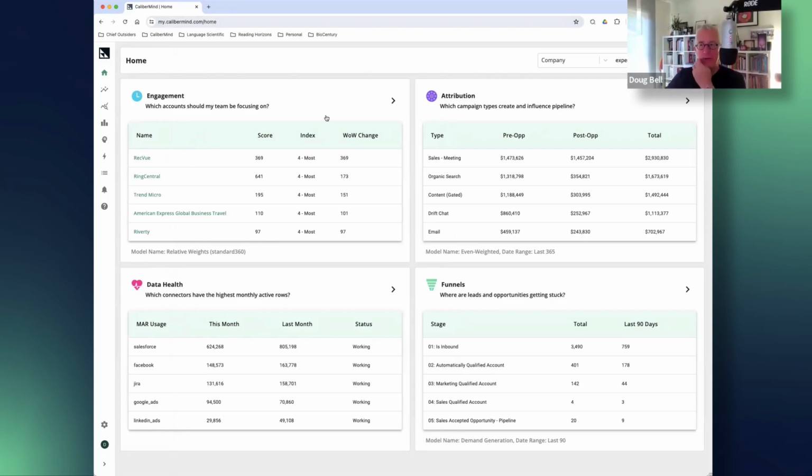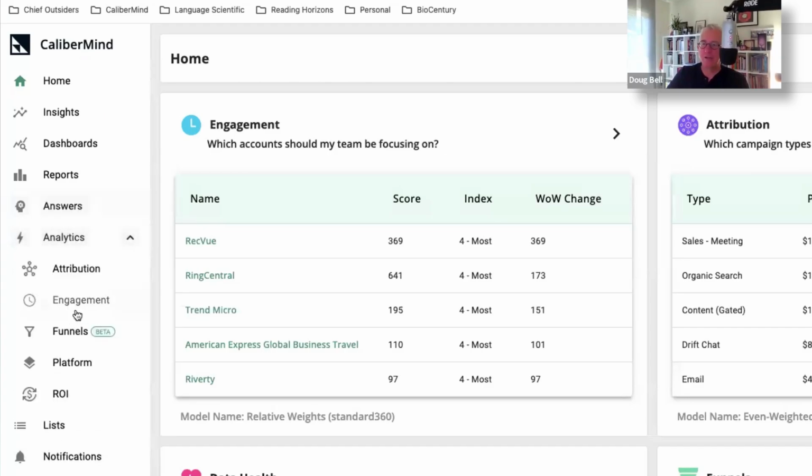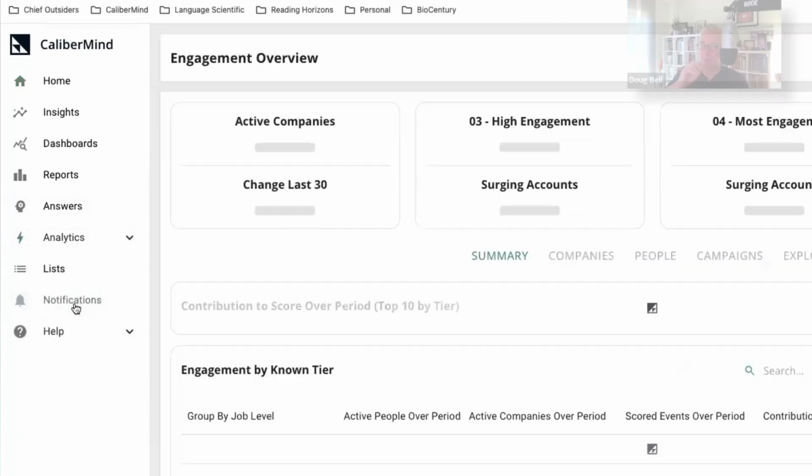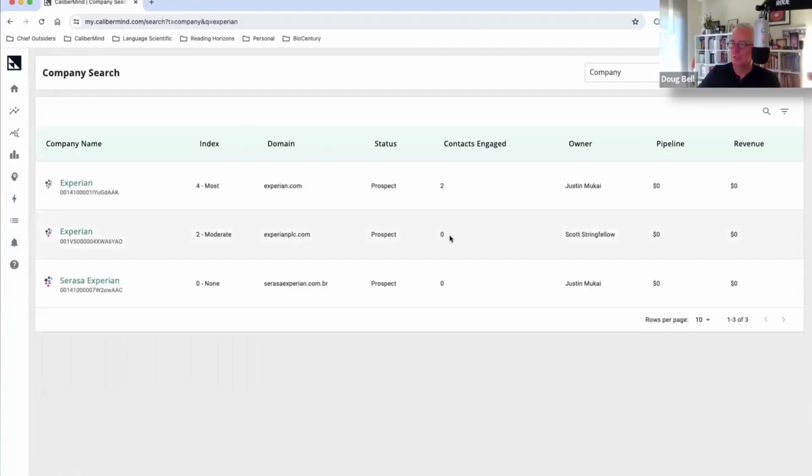I'm in the homepage here of CaliberMind, and what I'm going to do is go into our applications area. Call this the in-app area. If you don't have it, you should have engagement. Fantastic application. But what I'm going to do is pop into a recent deal cycle here for us.